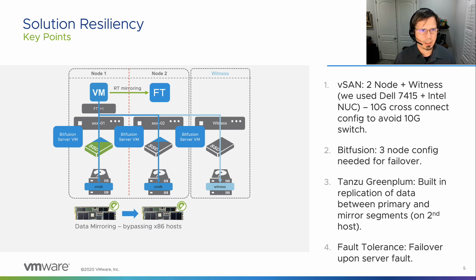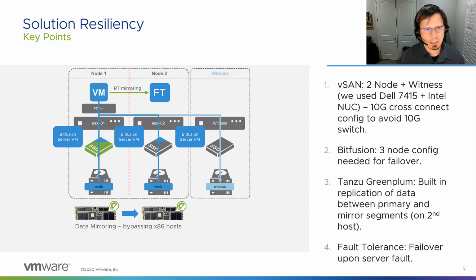The second element is fault tolerance. We also used a 10 gig cross connect to achieve fault tolerance for a VM that was running our AI application. In this case, it was pretty simple. We were testing with Jupyter Notebook and some other scripting applications, but we were able to show that they were resilient across a host failure.